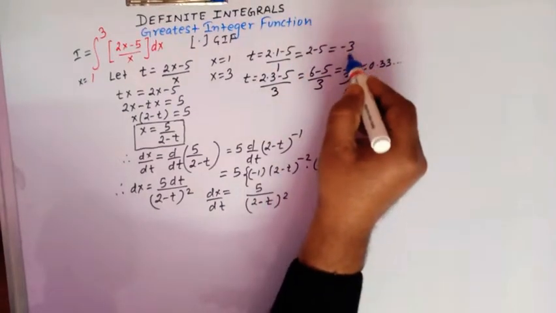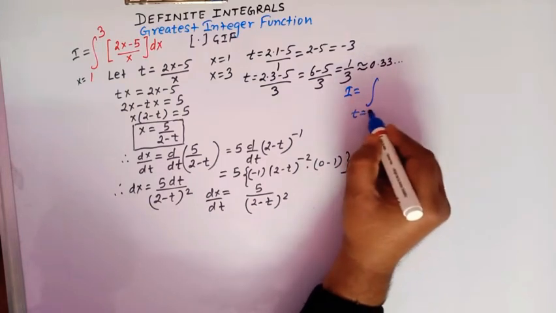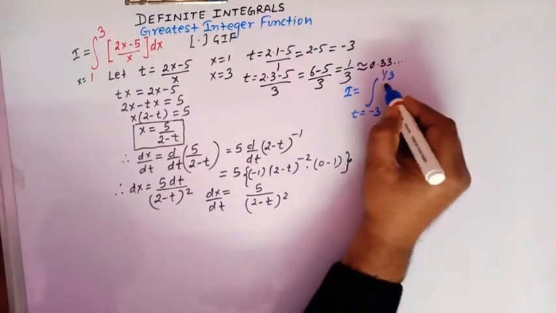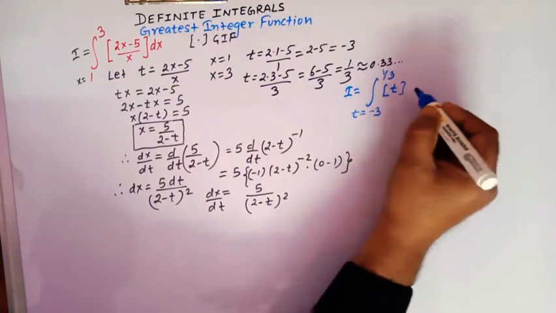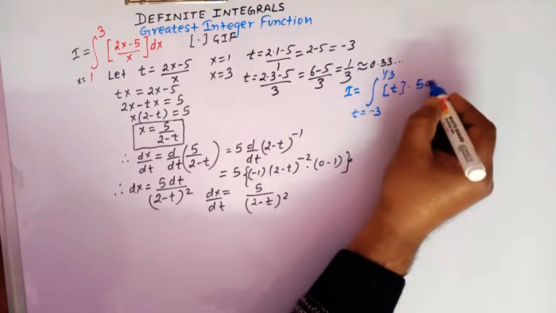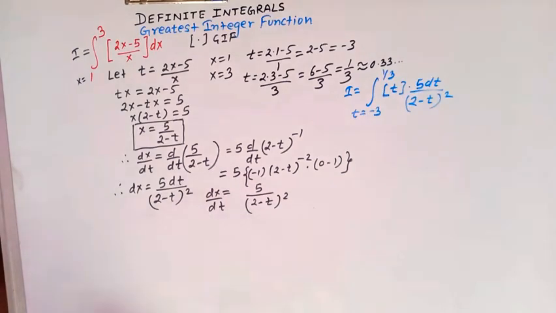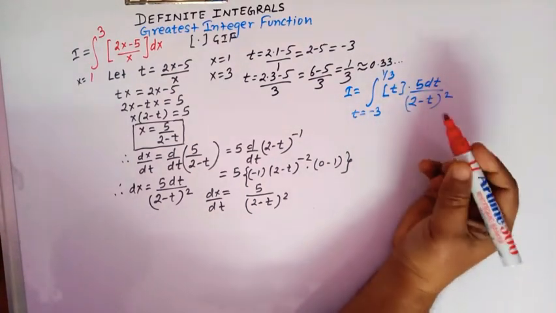Okay, so now this given integral can be rewritten in terms of t. See, t varies from minus 3 to 1 over 3. So here we have minus 3, and here we have 1 over 3. For (2x minus 5) over x we have t, and for dx we can write 5 dt over (2 minus t) squared.